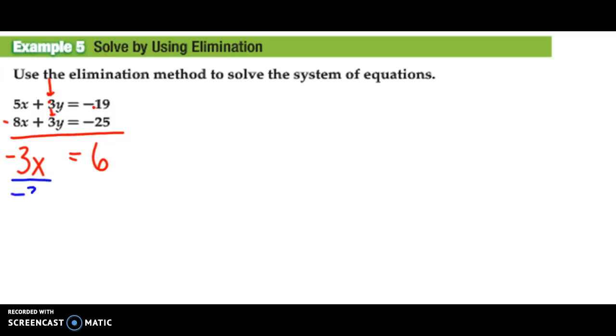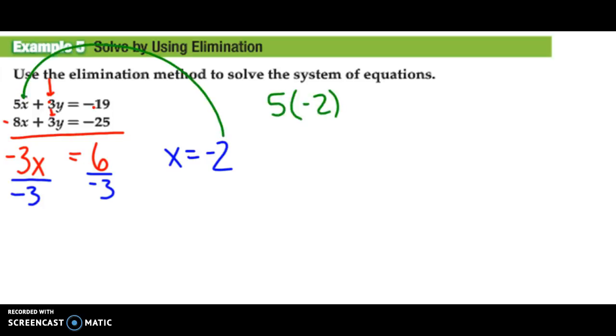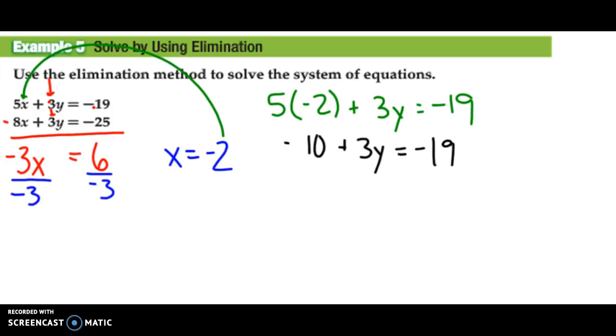So now, divide both sides by negative 3, and you see that x is equal to negative 2. That works well for us. What we want to do next is find what y is, since this is going to be an ordered pair solution. I'll take the first equation, and you can pick either one, but I'll take the top one. I'll do 5 times negative 2, because I'm plugging in negative 2 for x, plus 3y is equal to negative 19. So negative 10 plus 3y is equal to negative 19.